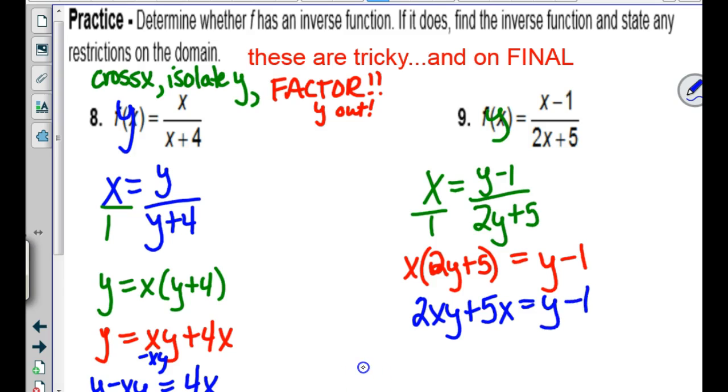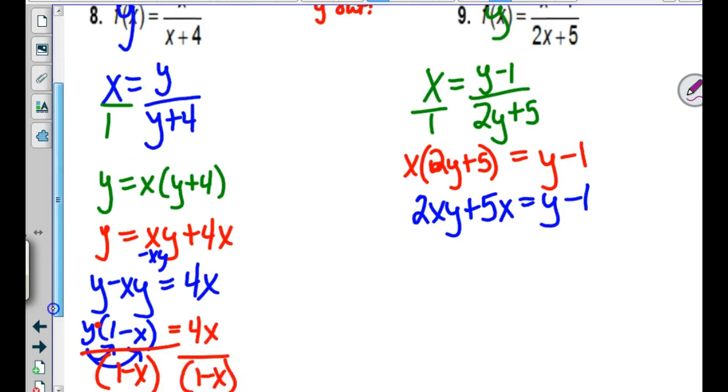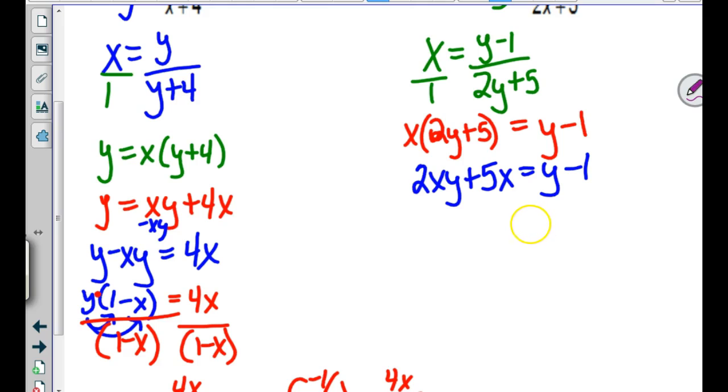Now, when I write isolate y, I need everything with a y on one side and everything that doesn't have a y on the other side. So what would that look like? Very carefully. Which do you want to move which way? Doesn't matter to me. You want to move that over to the... It actually doesn't matter. You get different versions of the same answer.